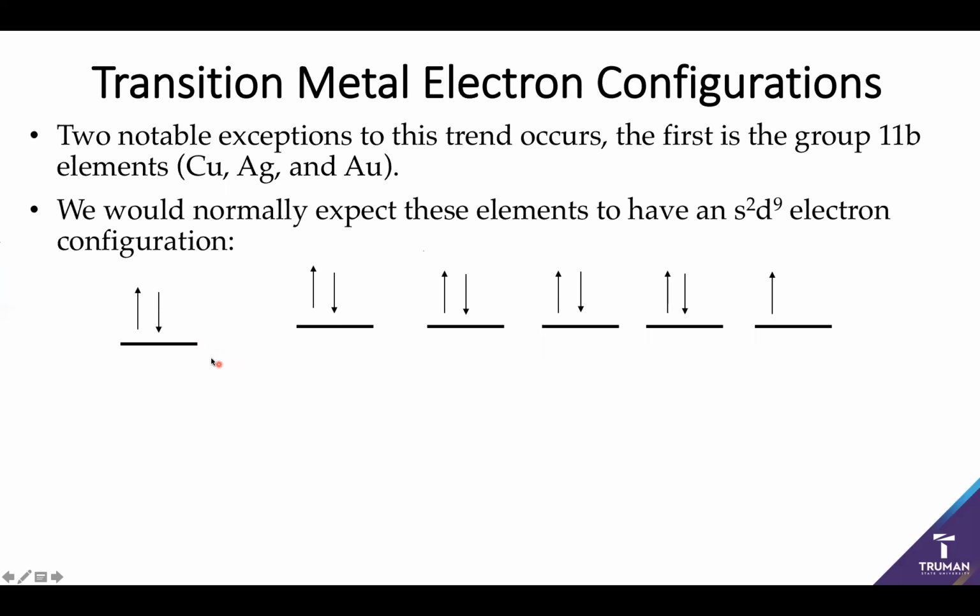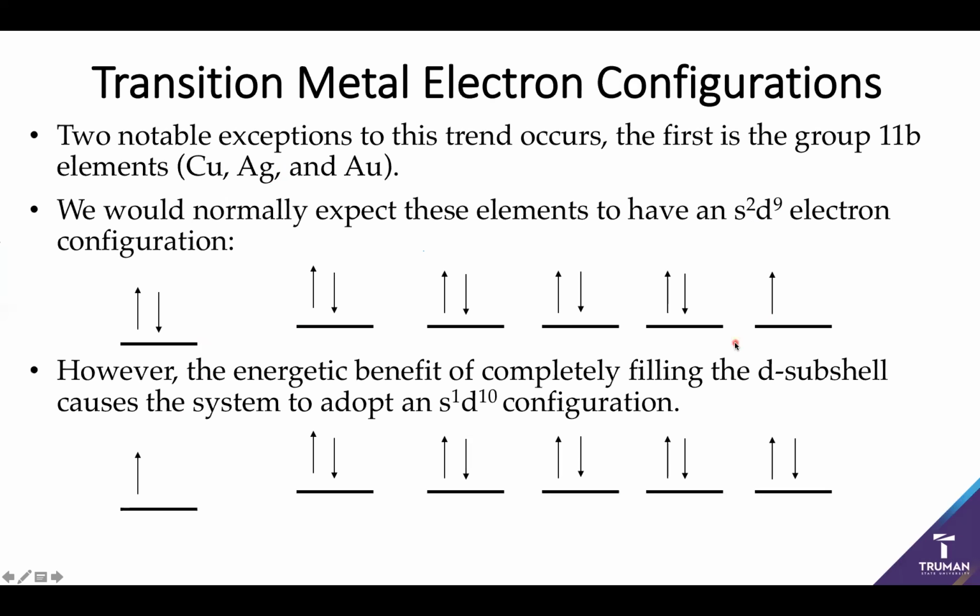However, it turns out since these electrons are so close in energy, we get a nice energy boost by filling out the bigger subshell. So it turns out energetically, it's more favorable to have a complete D subshell than an S subshell. Most of the time, this discrepancy wouldn't make a big difference, except the energy of that s orbital is so close to the d that a little difference between these pairing energies makes a big enough difference to cause the system to form an s1d10 configuration instead of s2d9.